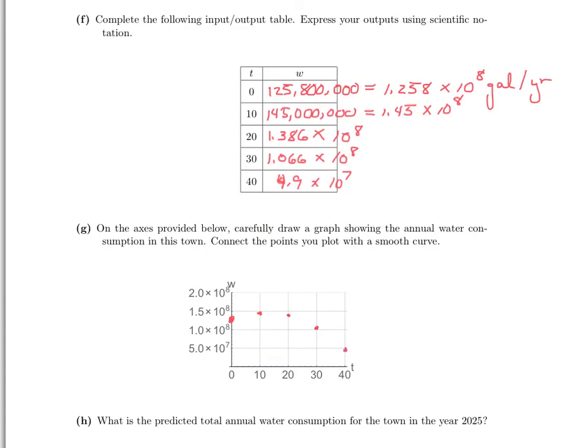And I think you can see a trend in the points. And if we connect the points with a smooth curve, it looks something like this. So you can see W is not graphing a line. W is not representing a linear function.